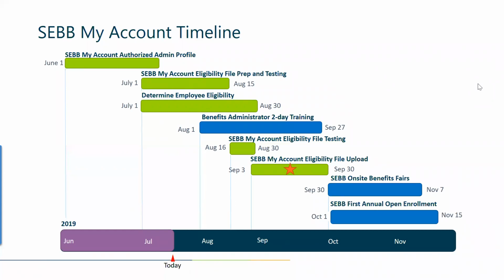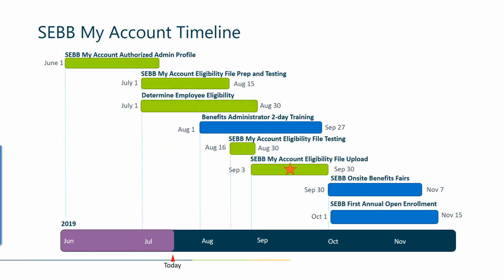Then we get to the going live with SEBB My Account. And from September 3rd to the 30th, you'll be able to upload. We strongly want to encourage you, though, if at all possible, to get the eligibility files uploaded by 5 p.m. on September 10th. This is going to ensure that your employees will be able to do enrollments in FSA and DCAP and supplemental life and AD&D benefits on October 1 when SEBB My Account is available to them for benefit selection.